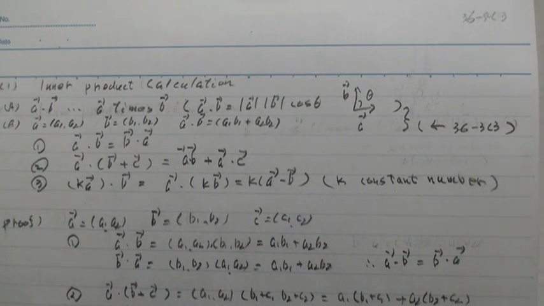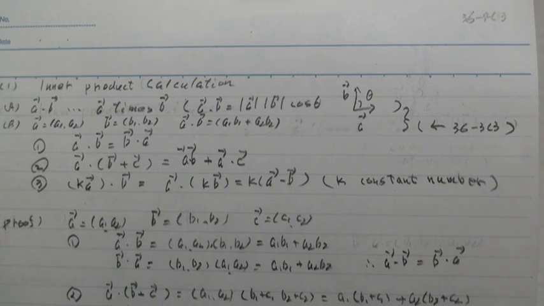And next, Step 1: A·B equals B·A. Step 2: A·(B plus C) equals A·B plus A·C. And step 3: K times A·B equals A·(K B) equals K times (A·B), where K is a constant number.